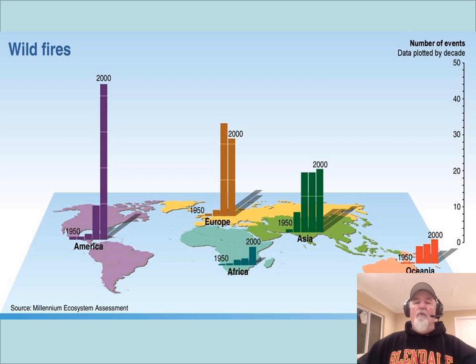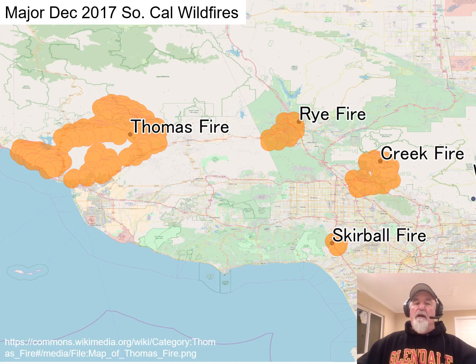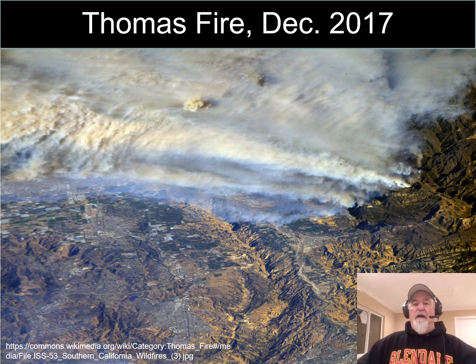So wildfires are way more common. In December 2017, we had a lot of fires in Southern California: the Thomas Fire, the Rye Fire, Creek Fire, Skirball Fire, all blazing at the same time in December. That would not have been a very typical situation a few decades ago, to have wildfires in December, especially ones raging like these did.